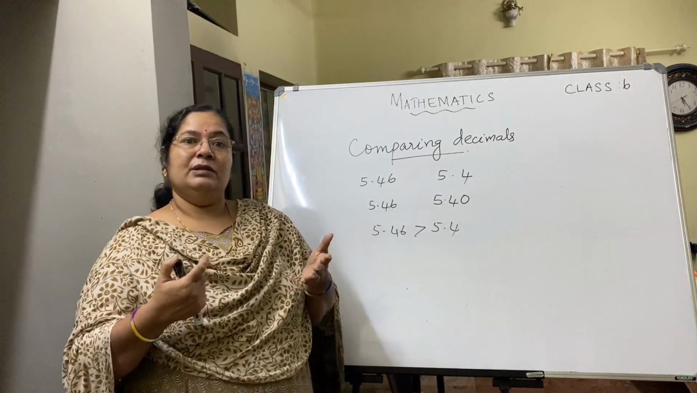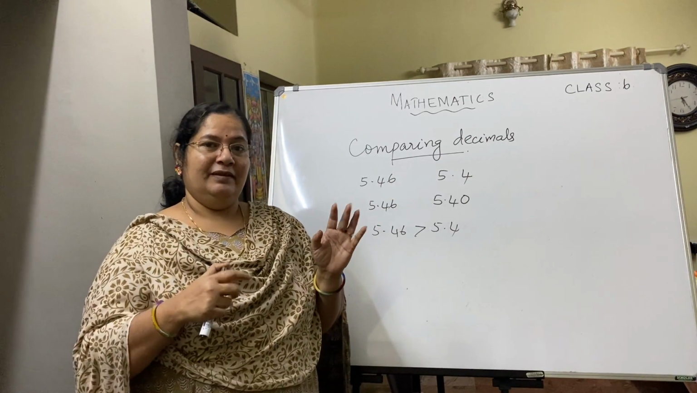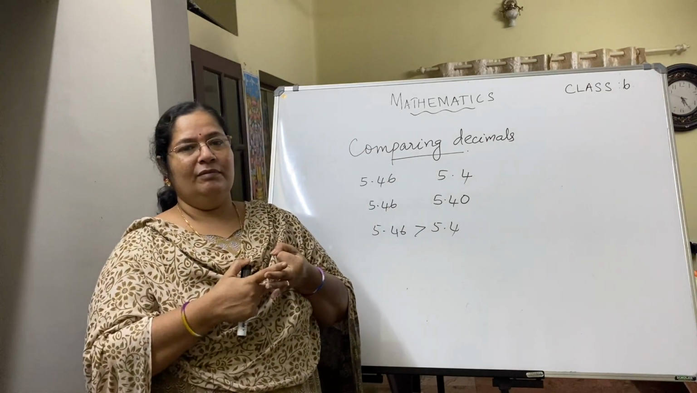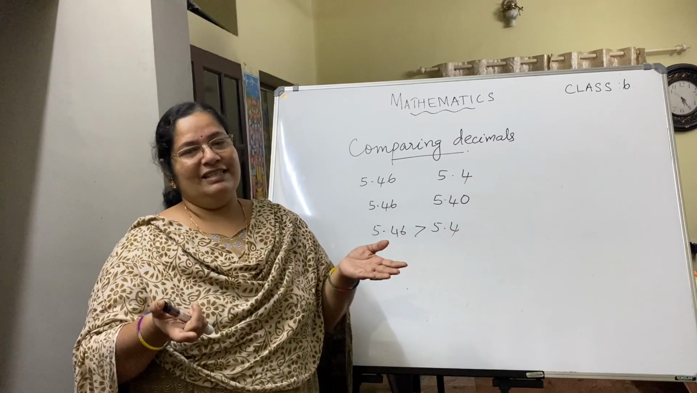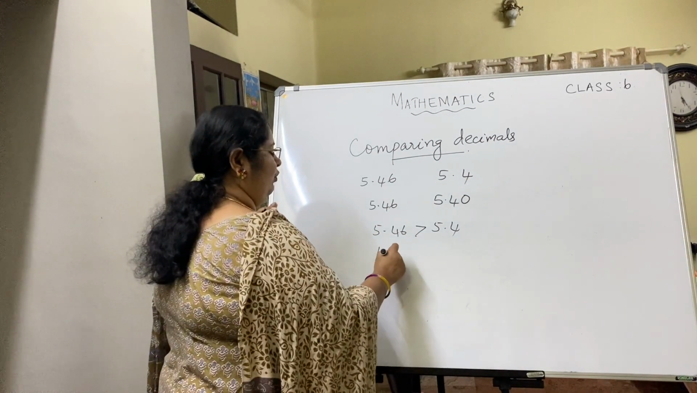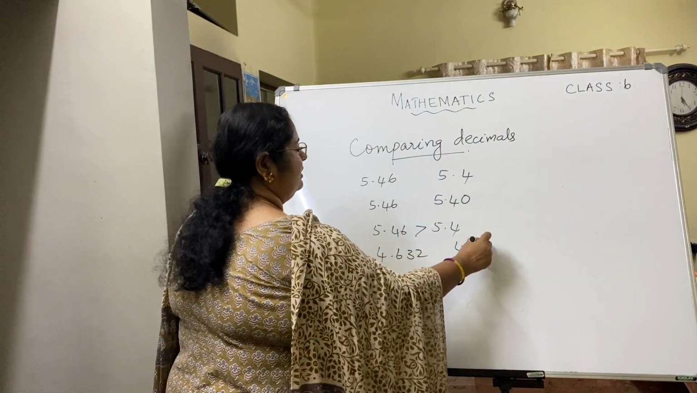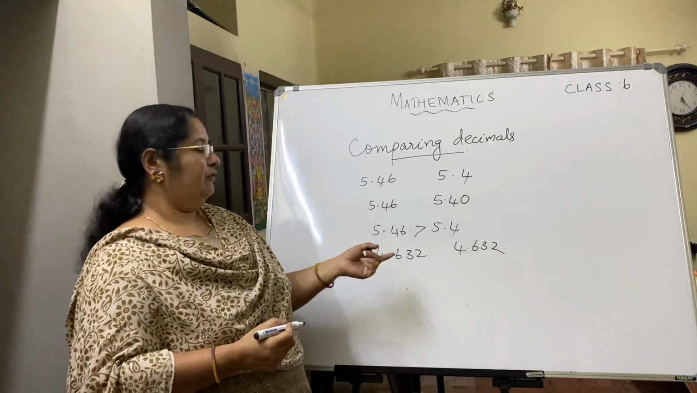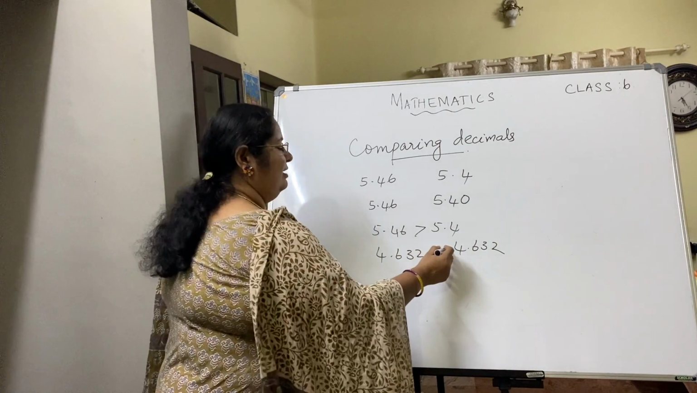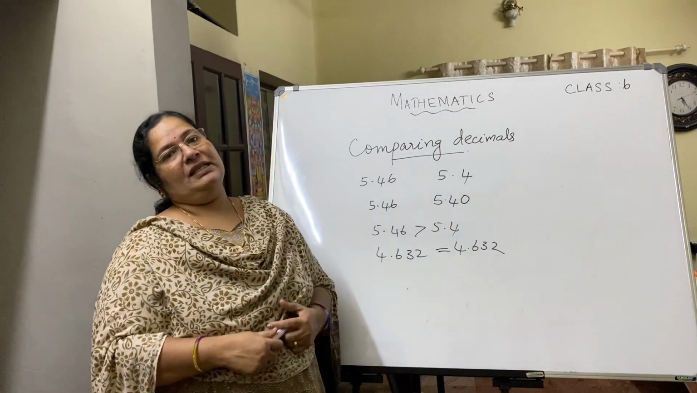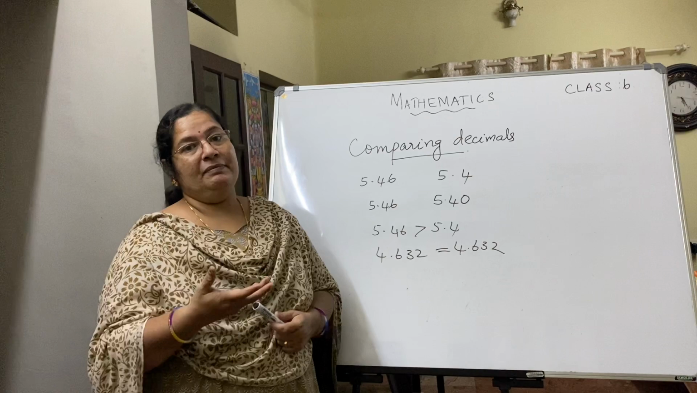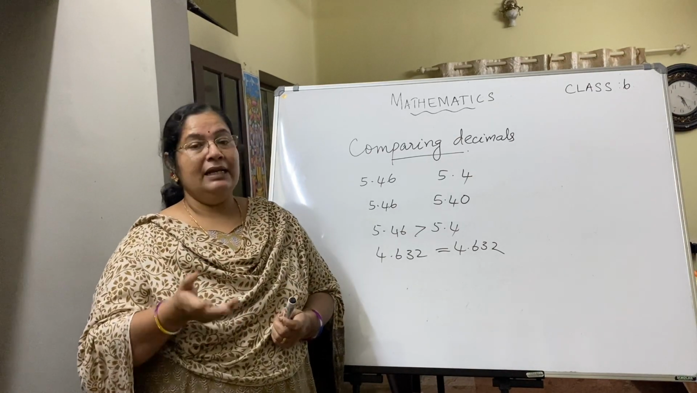Now the question arises in your mind. If all the places are the same, the whole number part is also the same, the 10th place also the same, the 100th place also the same, the 1000th place also the same, what does it mean? The decimals are equal. One example, suppose you take say 4.632 and 4.632. Compare the whole number part, both are 4. 10th place 6, 100th place 3, 1000th place 2. So here they are equal decimals. So hope you have understood how to compare decimals, both cases, like decimals and unlike decimals.